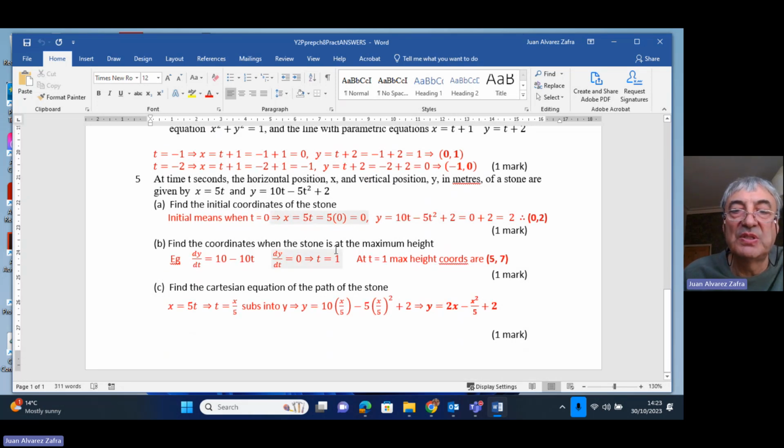Find the coordinates when the stone is at the maximum height. Well, the height's given by y, so if we differentiate, put equal to 0, we get t is 1, and then put t is 1 into the original equations, we get the coordinates are 5, 7. And if we want to get the Cartesian equation, we're going to eliminate t from these two equations, and the easiest way of doing that is to get t is x over 5 and substitute that into the y equation to get y in terms of x.